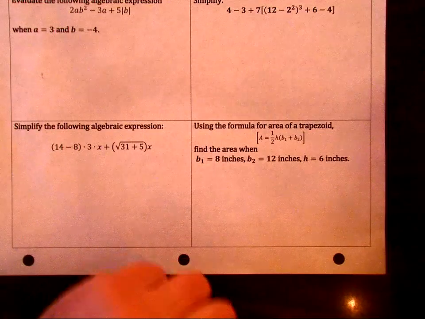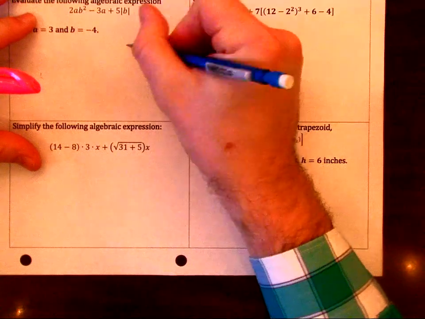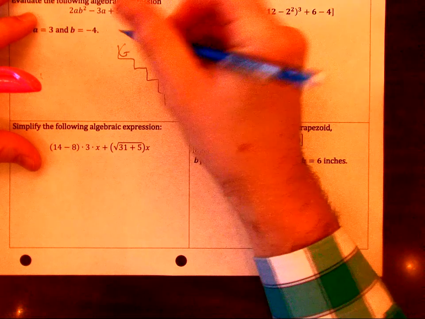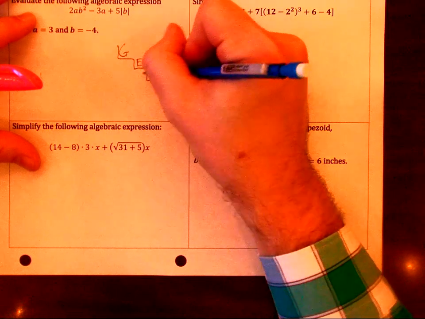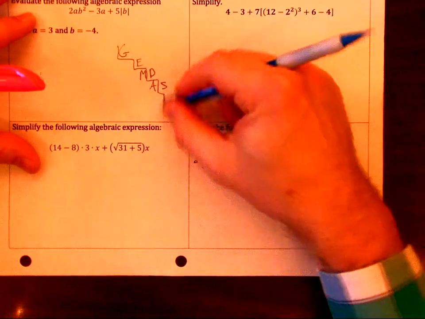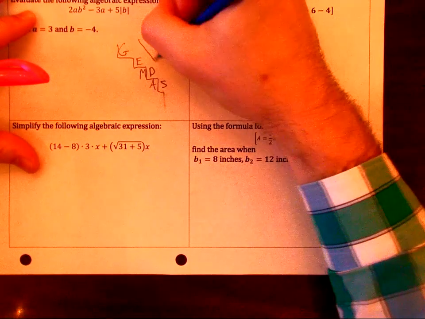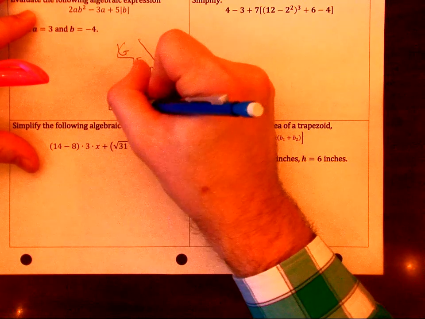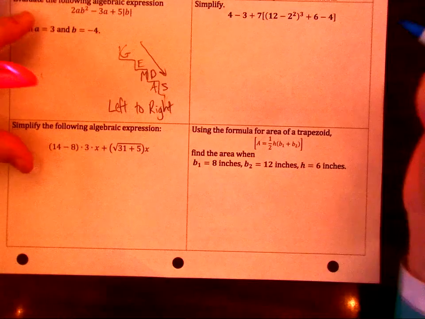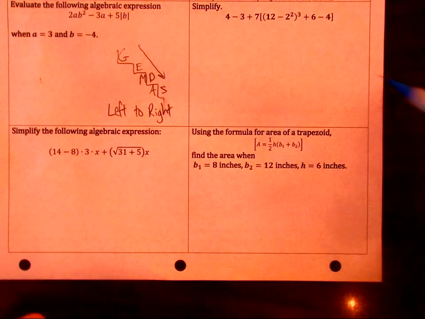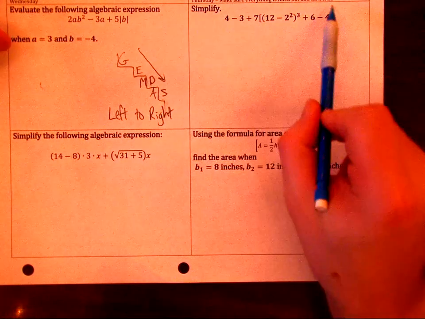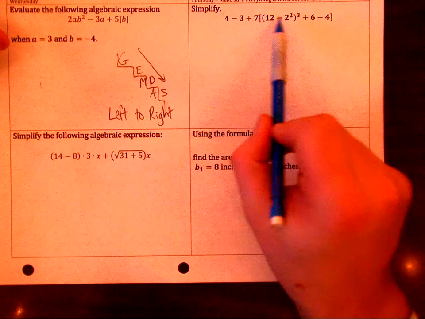So, again, just to remind ourselves, we're doing G for grouping. Make that staircase. G for grouping, E for exponents. We have multiplication, division, addition, subtraction. Make sure that you can work from the top of the staircase down, and you are working left to right. All right. So, we're going to look for that grouping symbol, and we see that we have some brackets here, and then inside of those brackets, we have some more work.